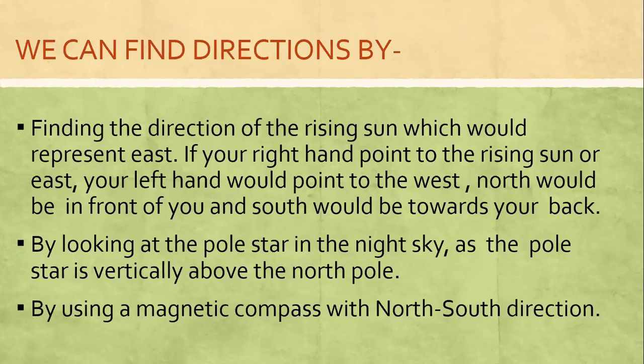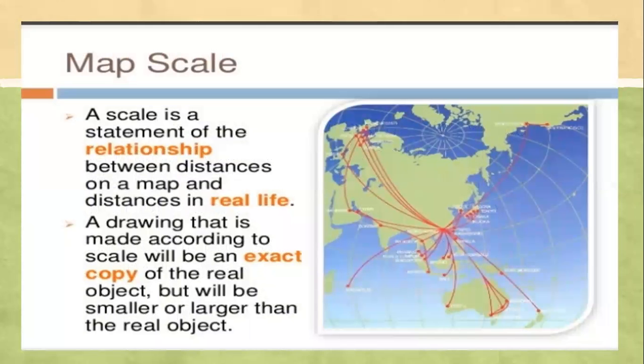Now the next is your map scale. What do you mean by map scale? Students, a scale is a statement of the relationship between distance on a map and distance in real life. As you all know, a map is only a short representation where you can study the exact location. Nowadays on media you also have the locations, and accordingly you reach the place.